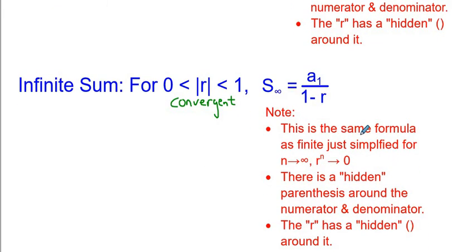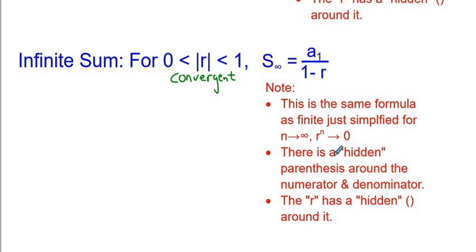So note, this formula is the same formula as the finite sum. As n goes to infinity, r to the n goes to 0. There is a hidden parentheses again, around this and around this. Why is it important? Well, we obviously understand why we need to simplify this, but you might think, what if that's just a number? Well, if r is between 0 and 1, that's always a fraction. And that's why it's important to remember that there's actually a parentheses there. And the r also can have a parentheses as well, because what if it's a fraction?